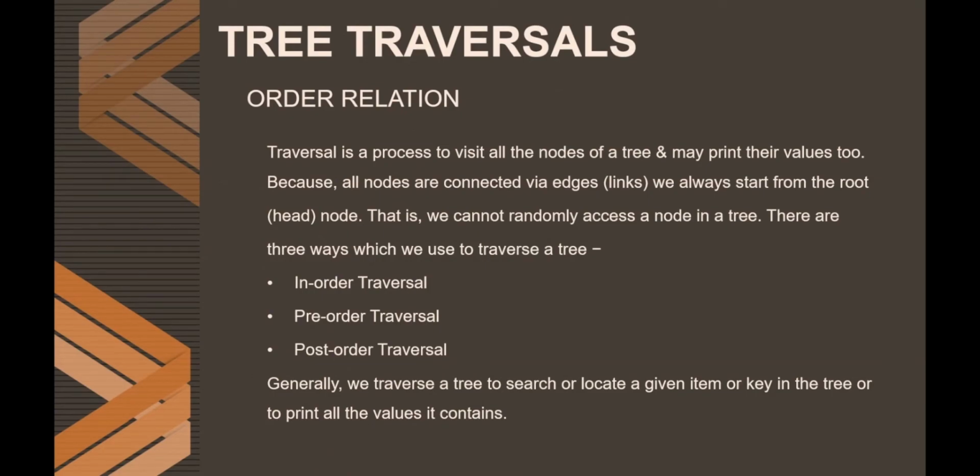Traversal is a process to visit all the nodes of a tree and may print their values too, because all nodes are connected via edges. We always start from the root node. That is, we cannot randomly access a node in a tree. There are three ways which we use to traverse a tree. First of all comes in-order traversal, then pre-order traversal, and finally post-order traversal. Generally, we traverse a tree to search or locate a given item or key in the tree or to print all the values it contains.